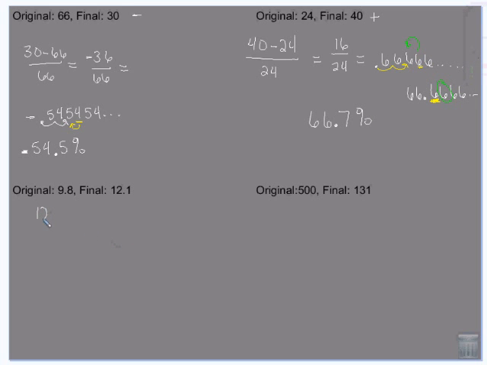Same thing. We're just going to do 12.1 minus 9.8 divided by 9.8. It's an increase, so it's positive. So I get 2.3 divided by 9.8, which gives me 0.2346938, blah, blah, blah, as my son would say. I move 2 places over, so I have that 23. Now, what's going to happen with this 4? Is it going to stay a 4 or is it going to go up? It's going to go up because that's a 6.